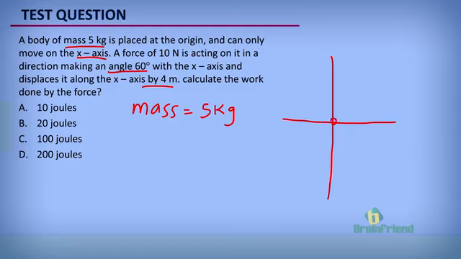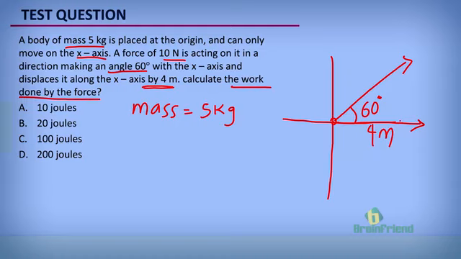And there's a body at the origin and can only move on the x-axis, and this is the x-axis. A force of 10 Newton is acting on it, making an angle 60 degrees with the x-axis. And it displaces it along the x-axis by 4 meters. That is 4 meters. Calculate the work done by the force. Now this is the sketch, this is the force, and this is your displacement, which is S. Now you can see that this work has been made easier through the sketch.